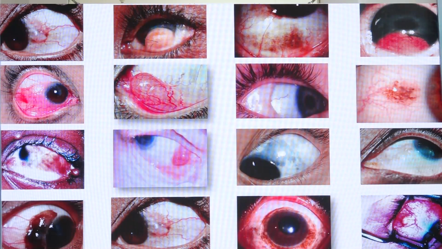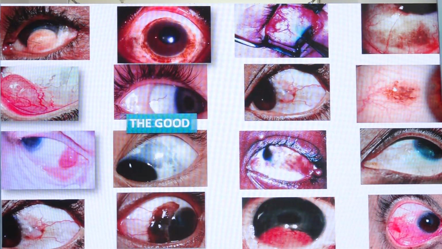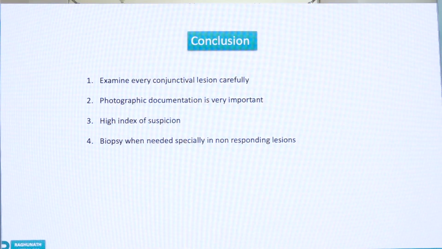So when you have a different lesion like this, you just use the algorithm that we just discussed: describe the lesion, try to fit it into one of the diagnoses, and just classify that as either a good, a bad, or an ugly one. So to conclude, examine every conjunctival lesion carefully, document it properly, keep a high index of suspicion, and biopsy when needed.